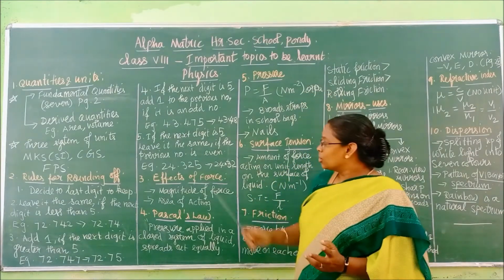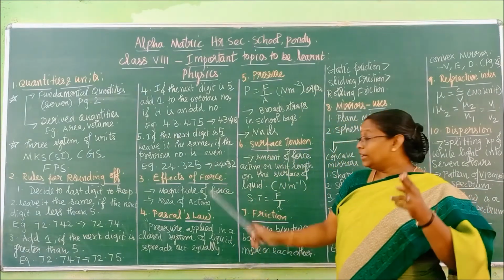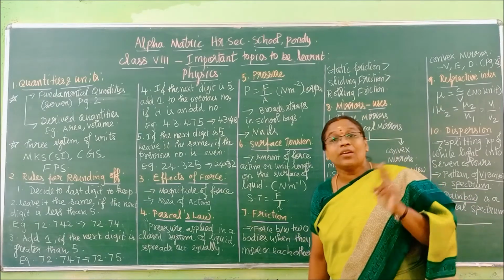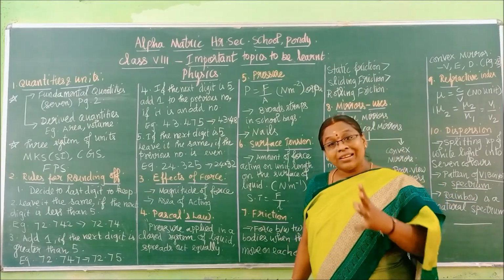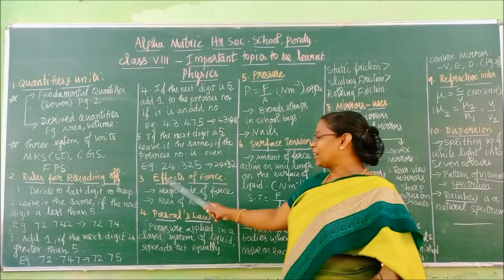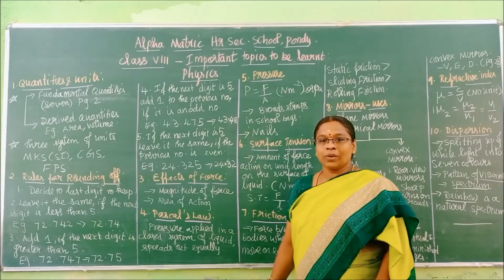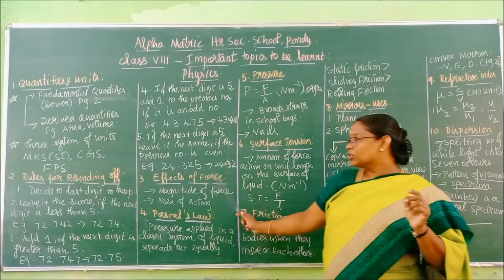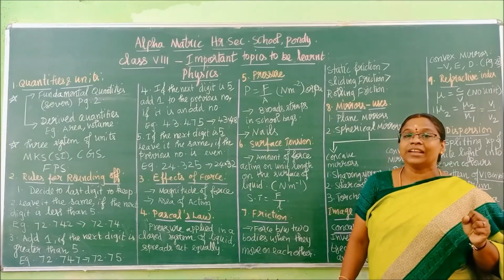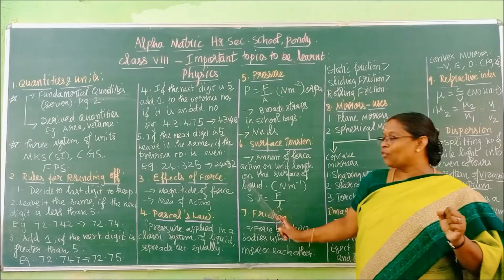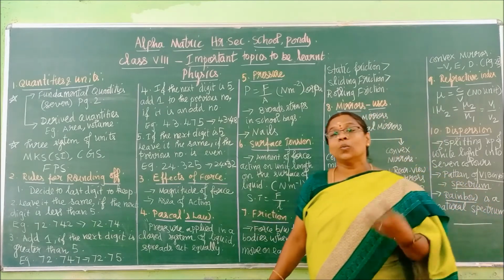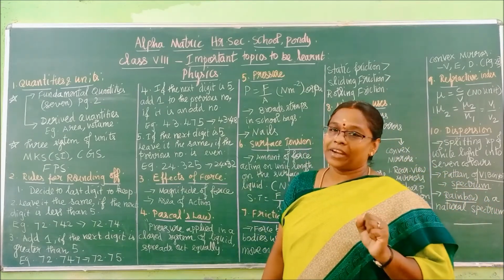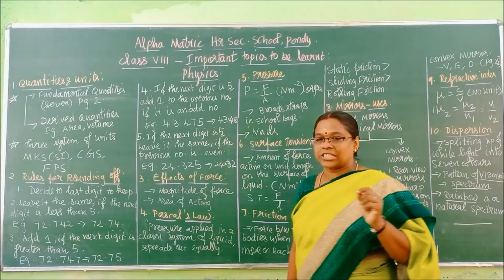Clear, children? So what are the effects of force? These 2 points are not the effects, children. They are the factors which will decide the effects of force. Okay, I will clearly give it in the notes, don't worry. So what are the factors which will decide the effects of force? Magnitude of force and the area to which the force is applied. Okay, very, very important points.